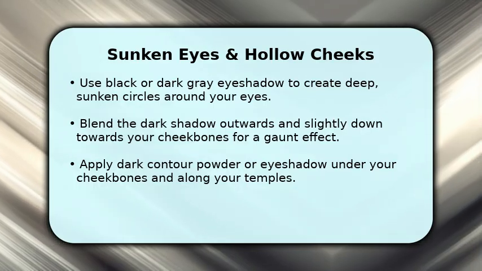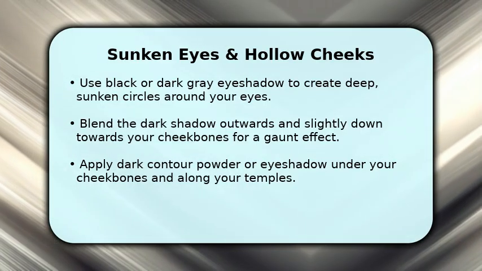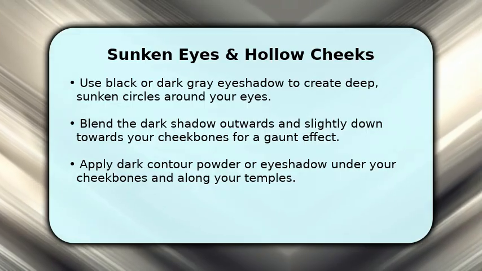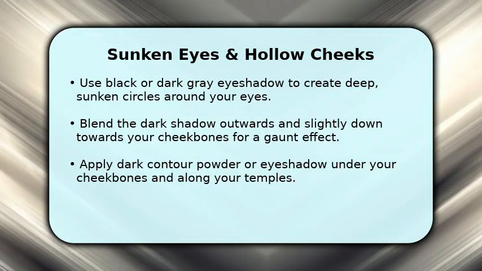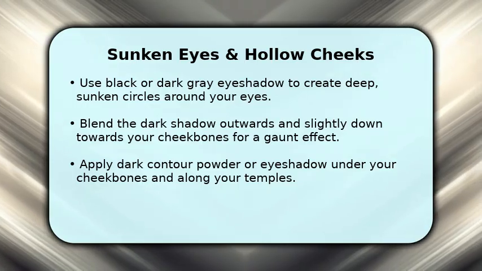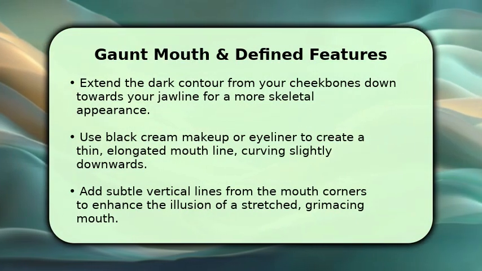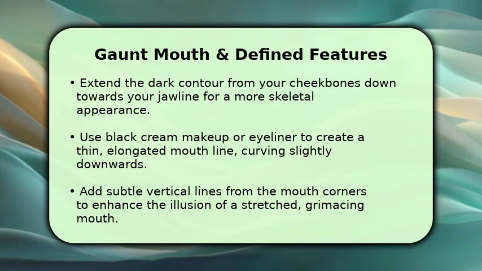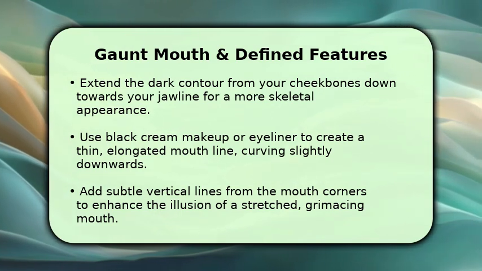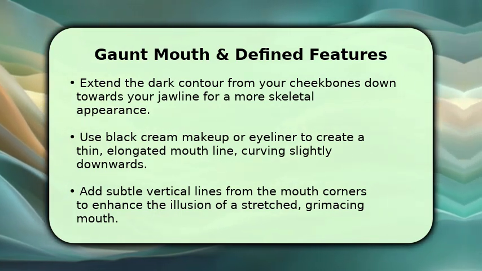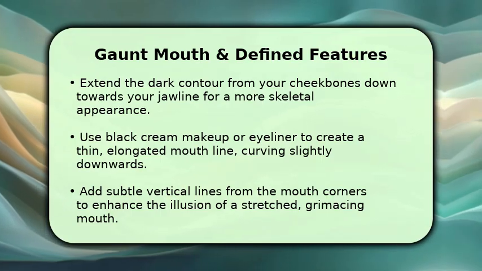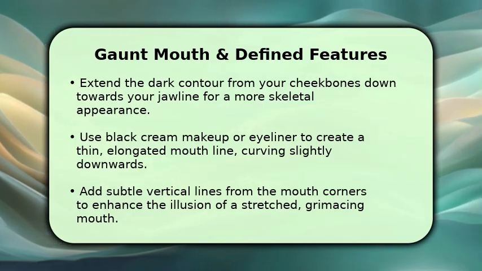Next, use the same dark shade to contour under your cheekbones and along your temples, emphasizing the skeletal structure of your face. Moving on to the mouth, we want to create a truly unsettling, gaunt expression. Extend that dark contour from your cheekbones down towards your jawline, further emphasizing a skeletal structure.